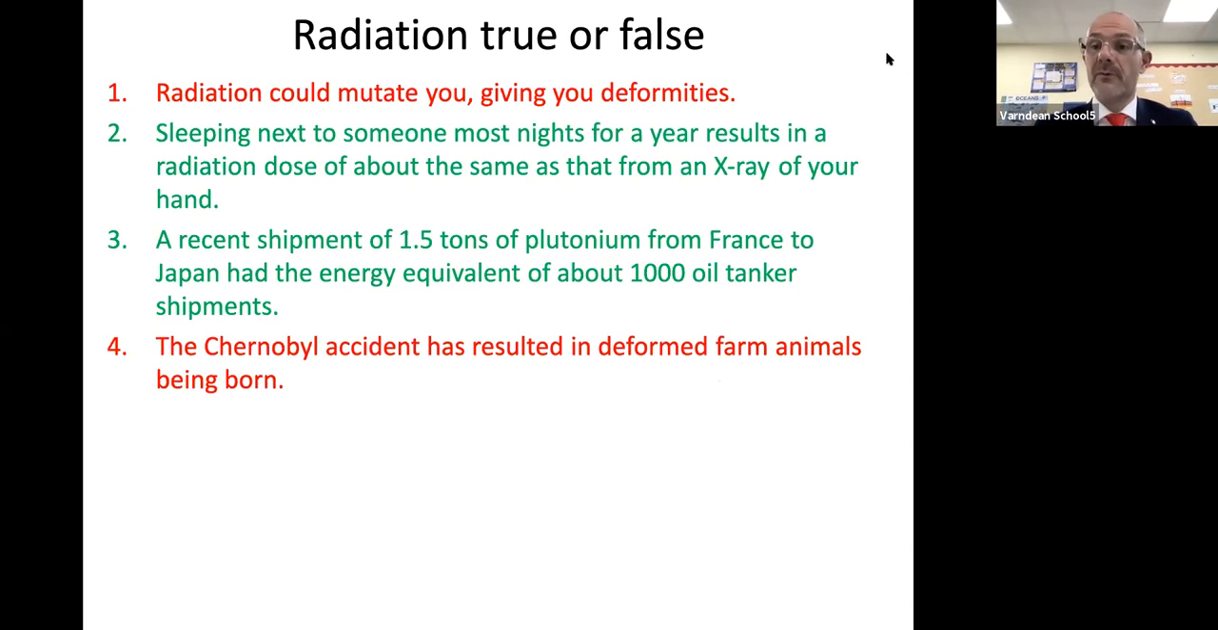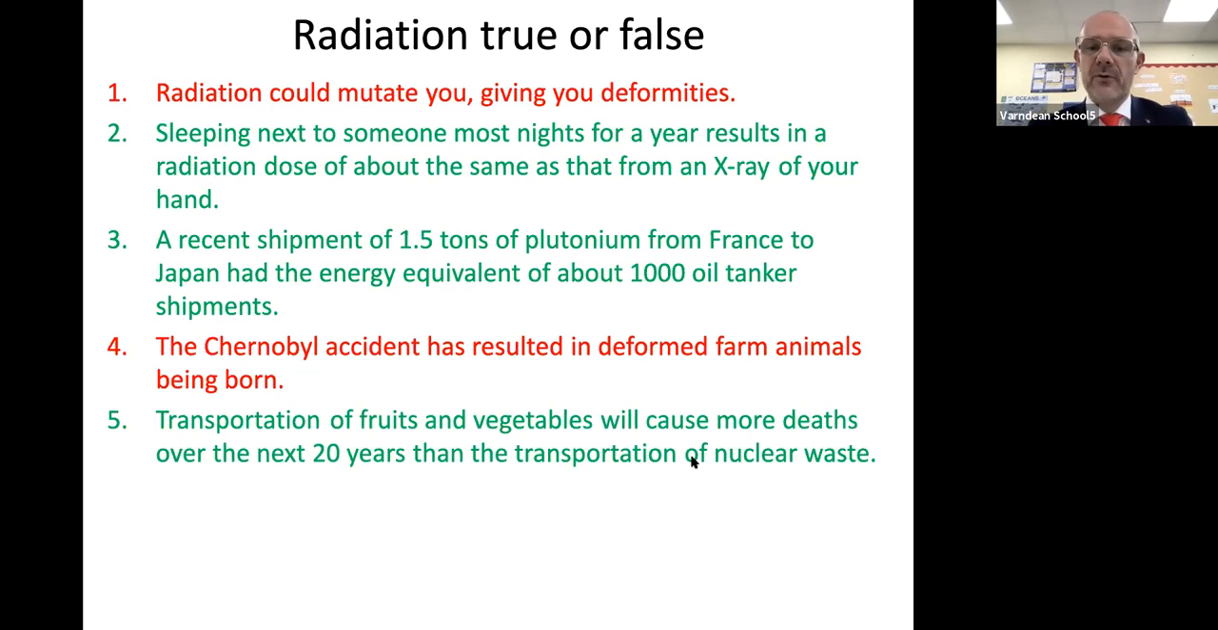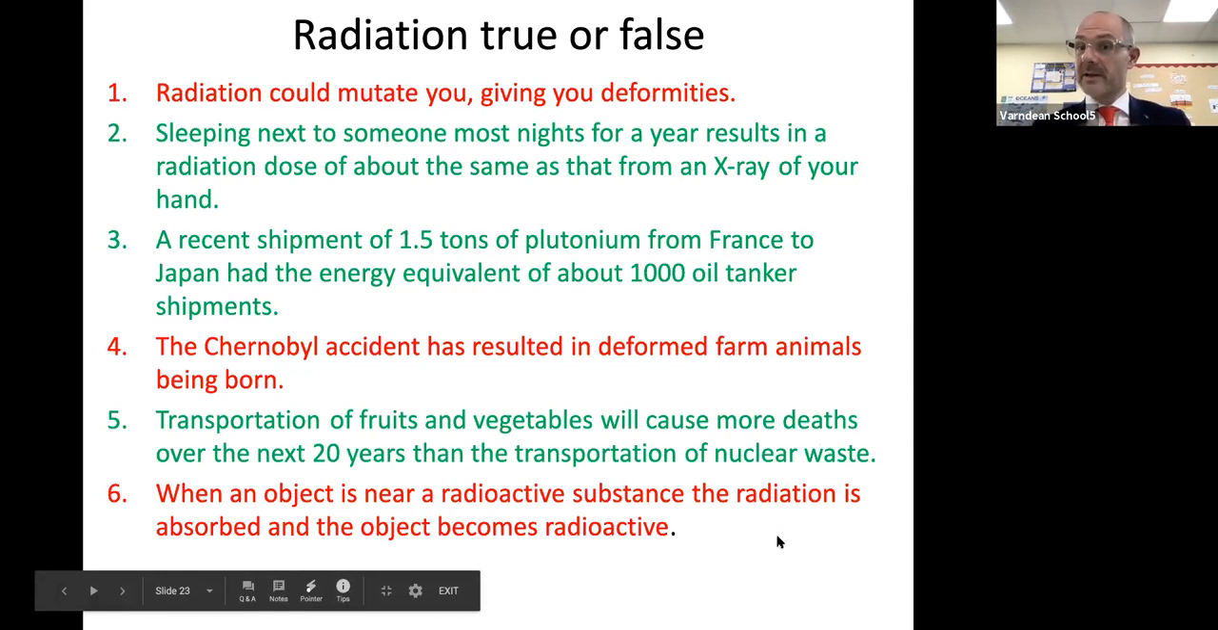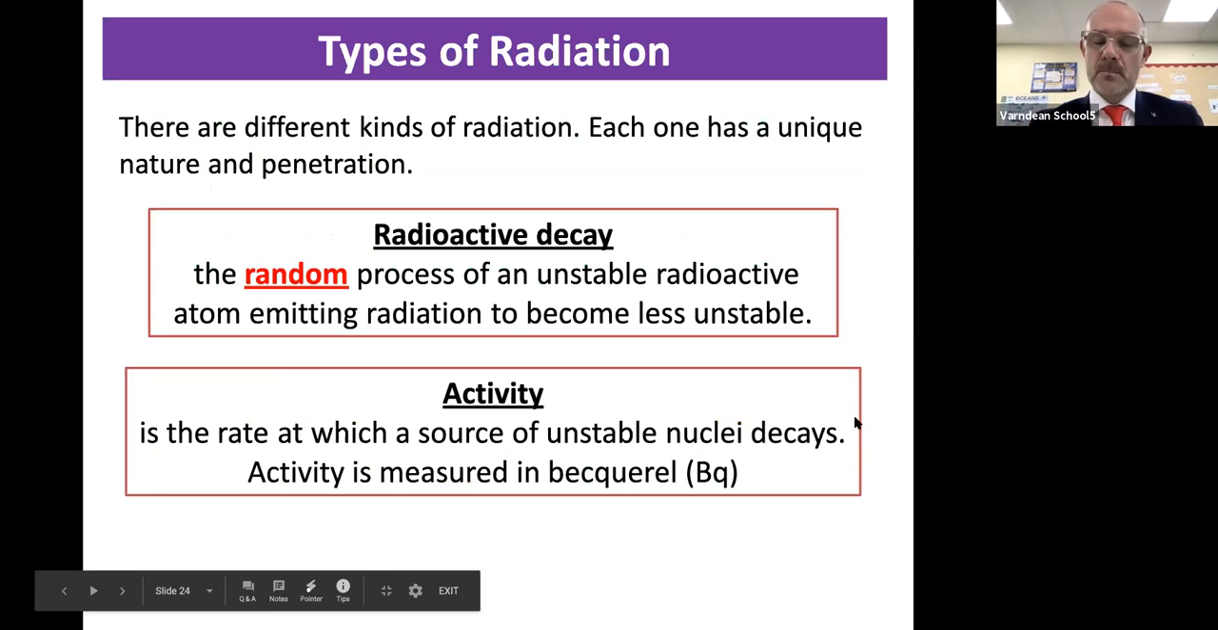There are no deformed farm animals from Chernobyl. And before someone says, but Facebook, the internet, they're all fake news, I'm afraid. There were not deformed farm animals born as a result. The transportation of fruit and vegetables will cause more deaths over the next 20 years. So the aircraft and lorries involved in transporting it will cause more deaths through air pollution than the transportation of nuclear waste. And something can't become radioactive by being near a radioactive substance. It could be damaged, but it can't become radioactive.